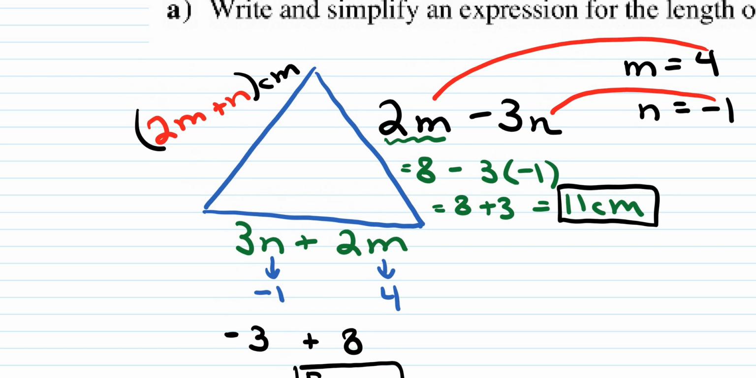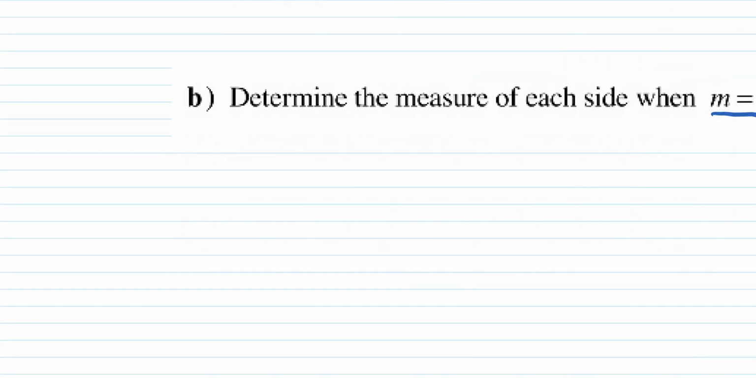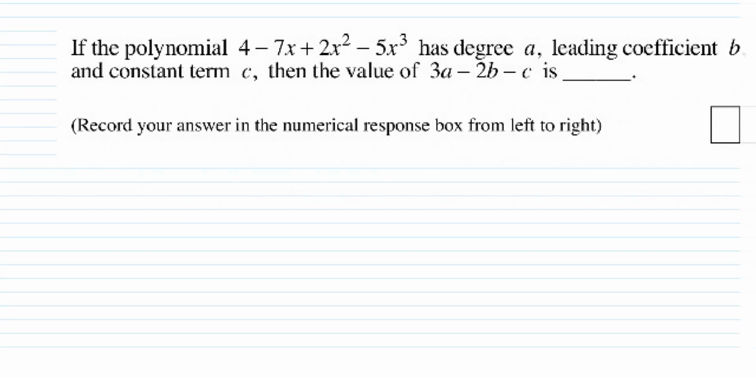And over here, we know that m has a value of 4 and n has a value of -1. So if I multiply that out, I get 8 minus 1, which equals 7. So 7 centimeters will be the final side. Okay, we're almost done here. I think there's one more question at the very end.